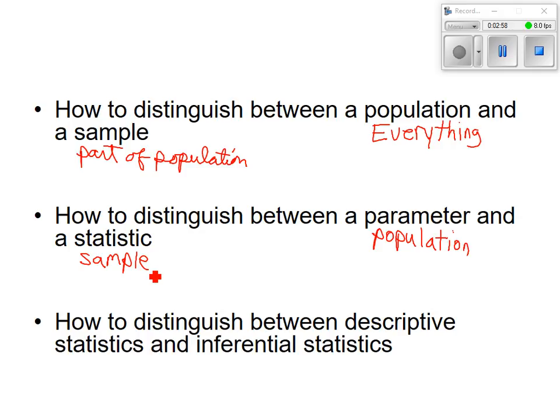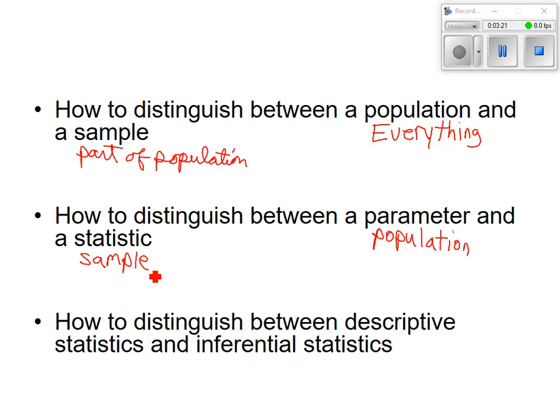Alright, now if I say I surveyed you guys and used you as a sample of the entire population of National Trail, then you would be a sample. So you gotta be careful, because sometimes the same group could be a sample or a population, depending on what you're trying to deal with.